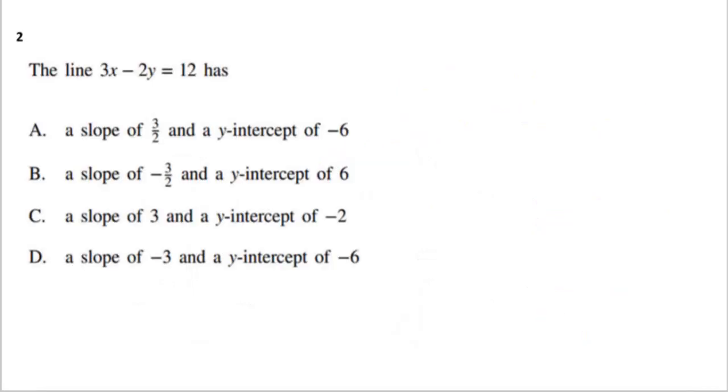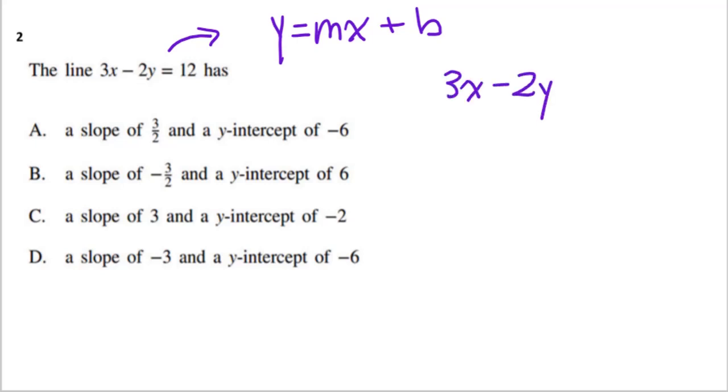Question 2. The line 3x minus 2y equals 12 has, all right, and I'm looking, it says slopes and it has y-intercepts. Well, I can't tell what the slope or y-intercept is until it's in y equals mx plus b form. So that's what I have to do first. 3x minus 2y equals 12. My goal is to get that y by itself.